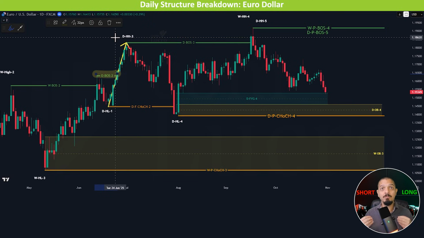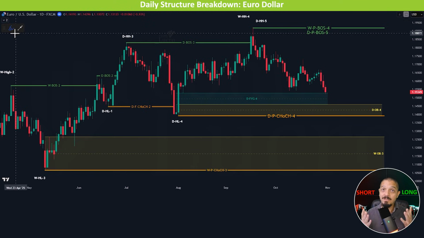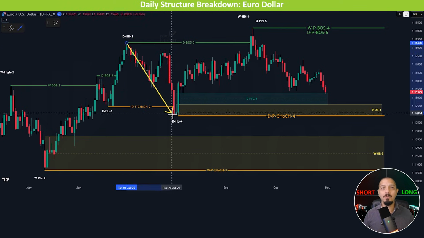After this expansion, price continues climbing until it reaches the daily higher high number 3. This level becomes a key reference for the bullish leg that follows. Once price reacts from this high, the market begins to pull back, and during this movement, we mark the daily failed change of character number 2.